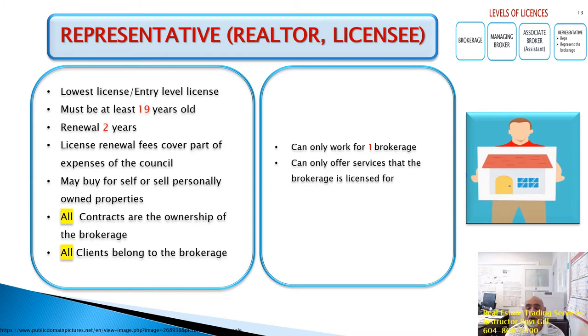If you want to offer all 3 of them or 2 of them, yes, you're allowed to get the licenses, but you can only work under a brokerage that has the same licenses. If the managing broker and the brokerage only have one license, which maybe is trading services, and you have more than one license, then you're only going to be able to do one service. You can do as many services as you like, but your managing broker and your brokerage must have the same licensed services in order for you to offer the same services.